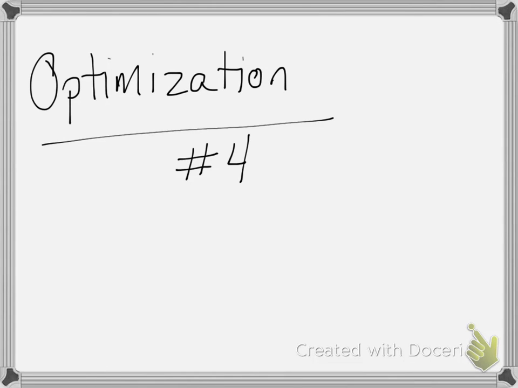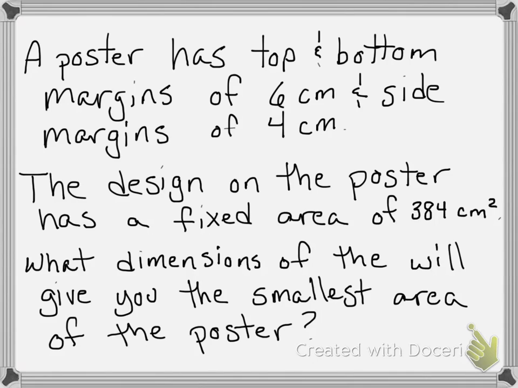This is another video over optimization, and the problem that we're going to be doing was problem number 4 off of the review sheet from class. It tells you a poster has top and bottom margins of 6 centimeters and side margins of 4 centimeters. The design on the poster has a fixed area of 384 centimeters squared. So what dimensions of the poster will give you the smallest area of the poster.